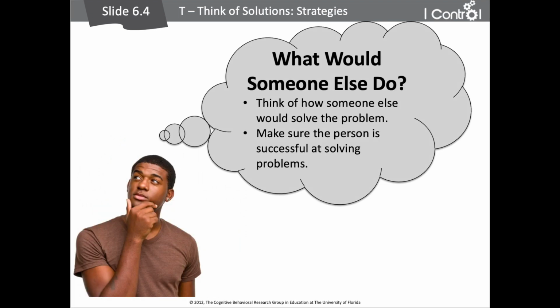Another strategy you can use to help you think of a solution is called What Would Someone Else Do? In this strategy, you think of how someone else, who is successful at solving problems, would solve the problem. For example, it could be your mom, your coach, or maybe an older cousin.